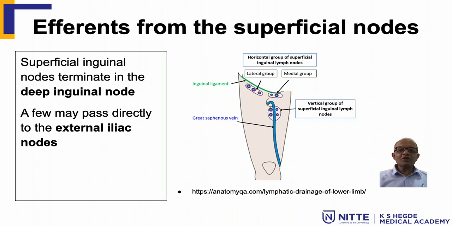The efferents from the superficial group of inguinal lymph nodes that were discussed in the previous slides will all terminate in the deep inguinal lymph nodes. A few may pass directly to the external iliac nodes.